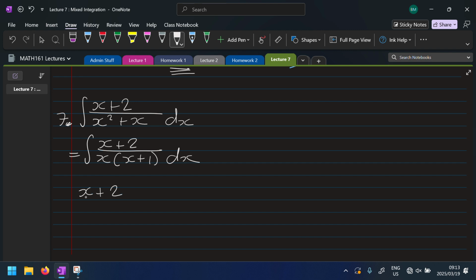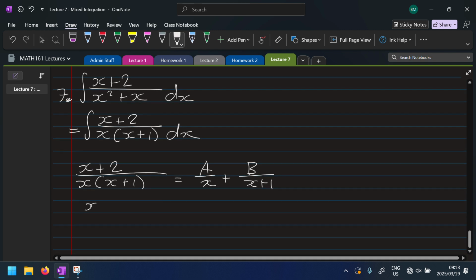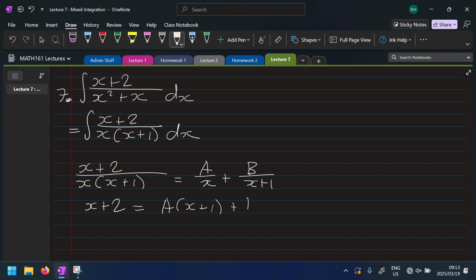So (x+2)/(x(x+1)) = a/x + b/(x+1). Two linear factors, a over x, b over x plus 1. Let's clear the denominator. So x plus 2 equals a(x+1) plus b times x. Now you could multiply it out and get a system of equations, but it's much easier to just say x equals 0. That gets rid of b.